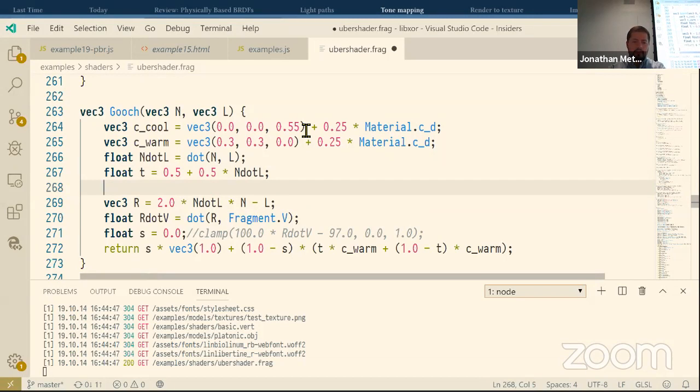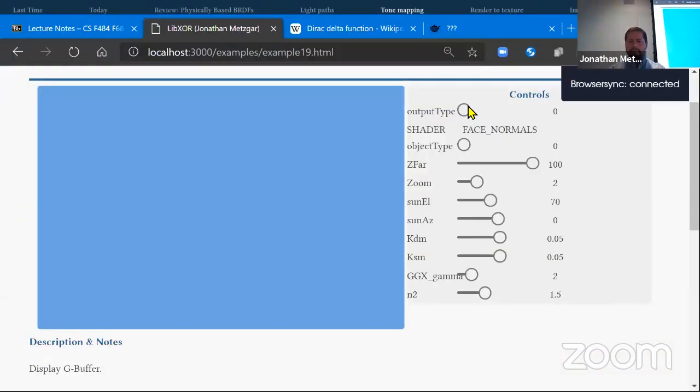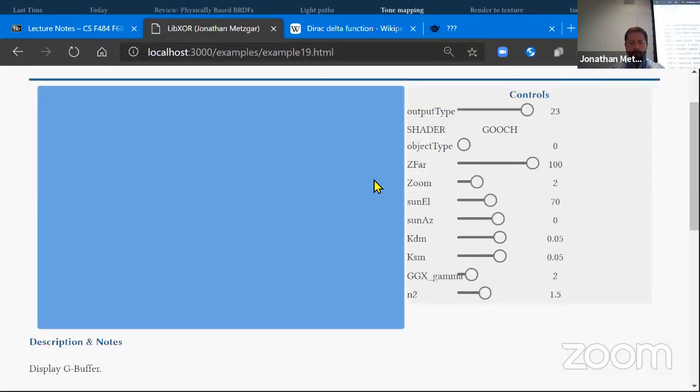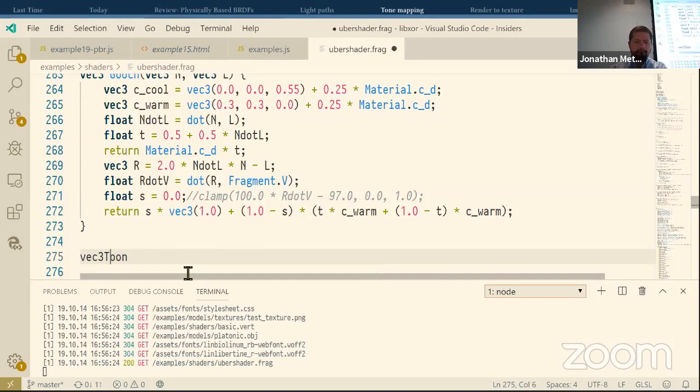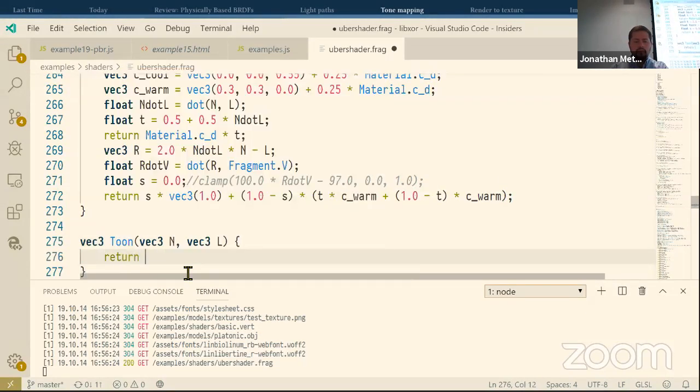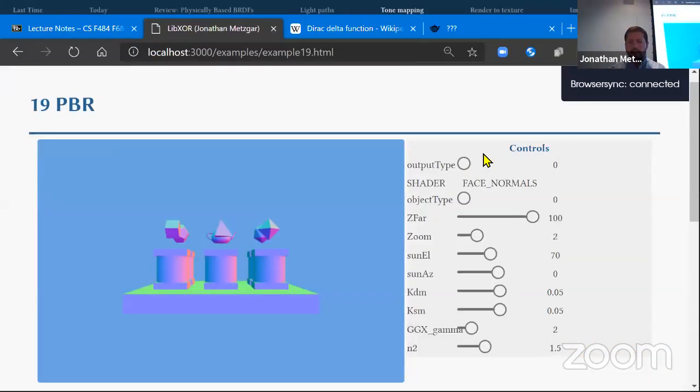So if I was to just return the material color, we'll have to do this over here. Instead of going from 0 to 1, it goes from 0.5. What did I do wrong? Oh, first of all, there's no tune, so let's just add it: vec3 n, vec3 l, return. Okay, so we'll just ignore any color like that.